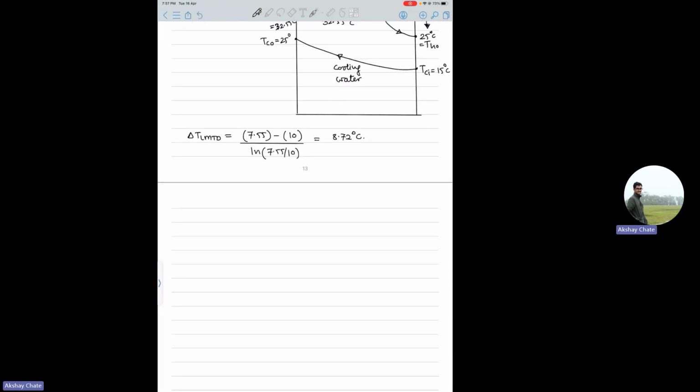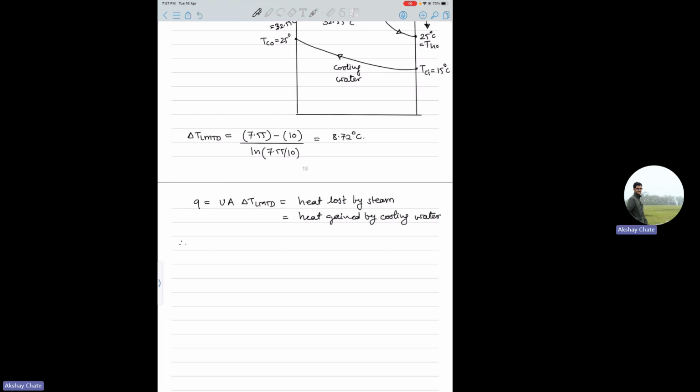Now we have U, A is unknown, and delta T LMTD is there. But we know that Q is U A delta T LMTD. So here we have this guy and this guy. This is unknown, but this is also unknown, right? Q. So how do we find Q? Q can be calculated as heat lost by steam, or it can be heat gained by cooling water, right?